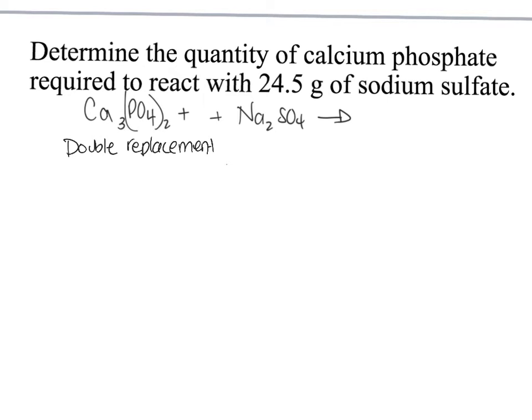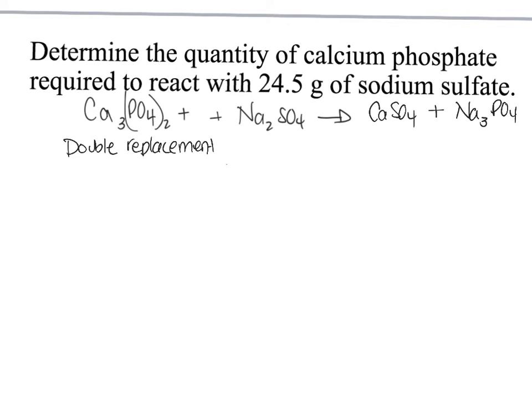Calcium again is 2 positive and sulfate is 2 negative, so therefore there won't be any extra numbers on that one. And now sodium is going to go with phosphate. And remember that phosphate was 3 negative and sodium was positive, so it should look like that. Now we just need to balance it out.